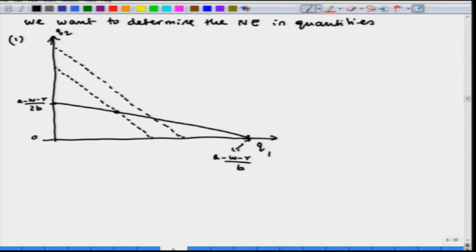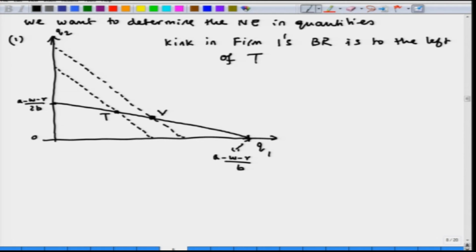Now, let us call this point T, and let us call this point V. Now, in the first case we will say that the kink in firm 1's best response function is to the left of T. So, in other words, if I were to draw firm 1's best response function, the kink is going to be somewhere here and this is what it takes, right. So, we have the K1 bar which is here, right.